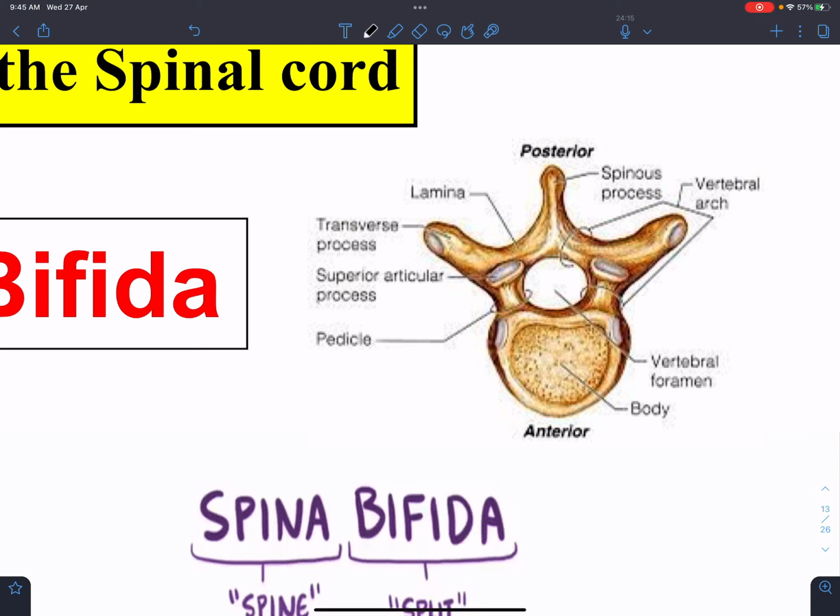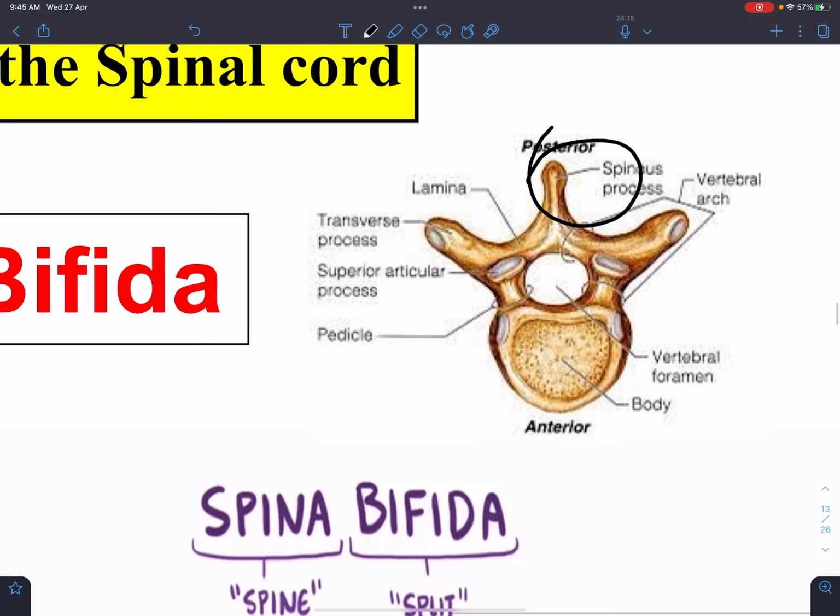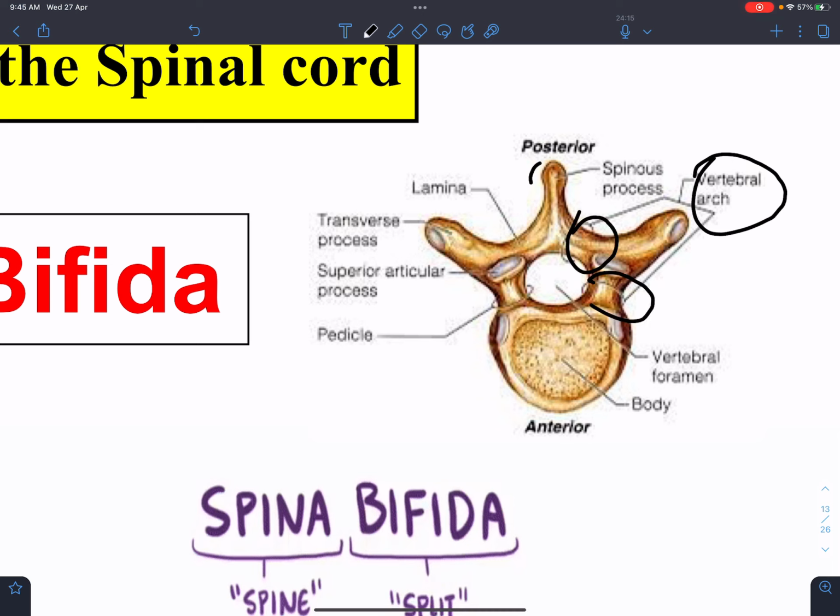It will not bulge out, all right? None of its contour will bulge out because we have here what is called a spinous process. How is the spinous process formed? By the fusion of the vertebral arches. The vertebral arches, the pedicle and lamina, fuse to give you the spinous process.